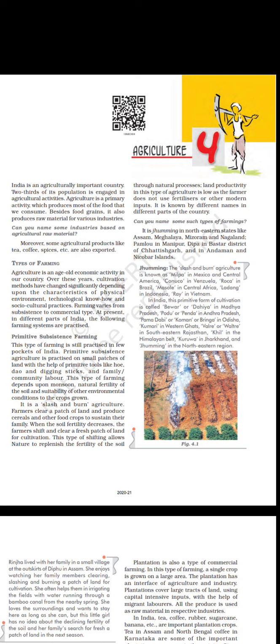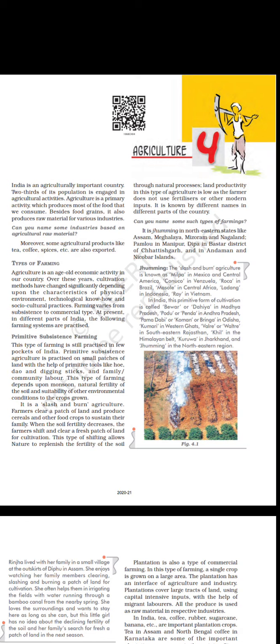Can you name some such types of farmings? It is jhumming in northeastern states like Assam, Meghalaya, Mizoram and Nagaland, Pamlou in Manipur, Dipa in Bastar district of Chhattisgarh, and in Andaman and Nicobar Islands. Jhumming. The slash and burn agriculture is known as milpa in Mexico and Central America, conuco in Venezuela, roca in Brazil, masole in Central Africa, ladang in Indonesia, ray in Vietnam.